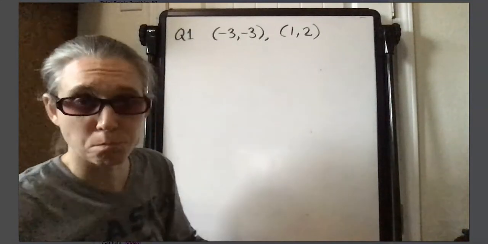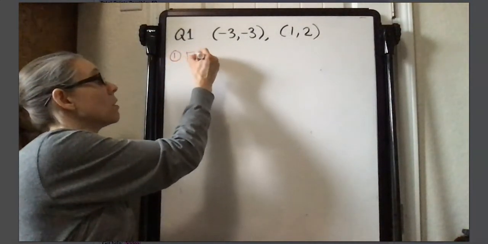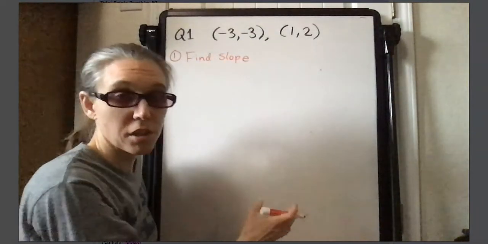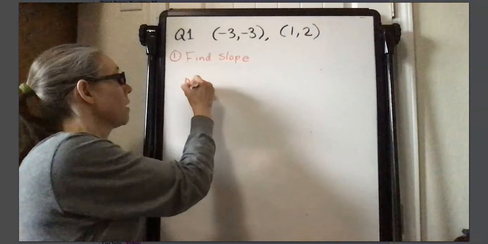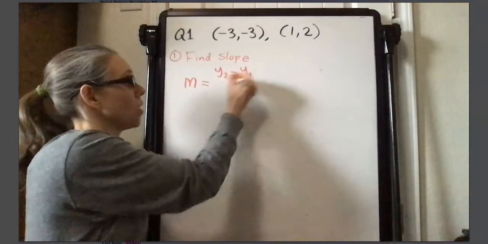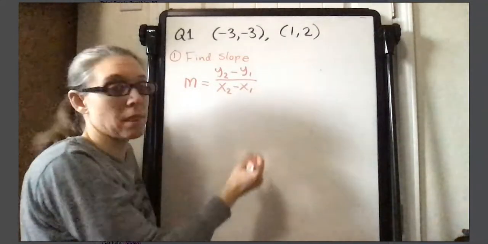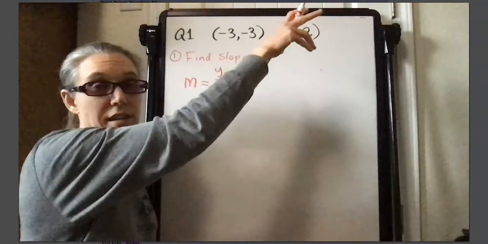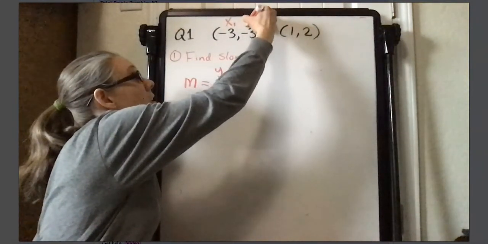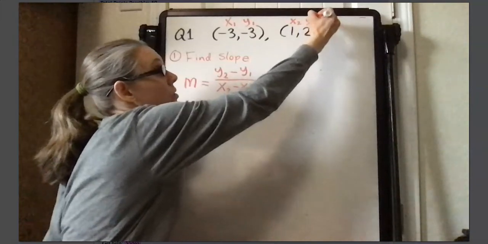So step 1, find the slope. So to find the slope, you're going to use the slope formula. M is equal to y sub 2 minus y sub 1 over x sub 2 minus x sub 1. And then just take these 2 points and label the coordinates. X sub 1, y sub 1, x sub 2, y sub 2.